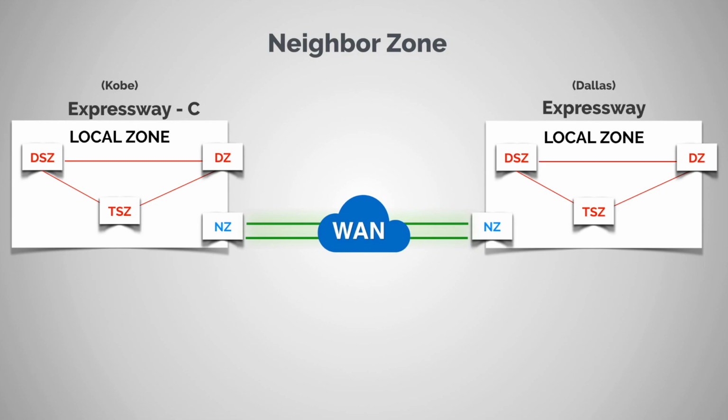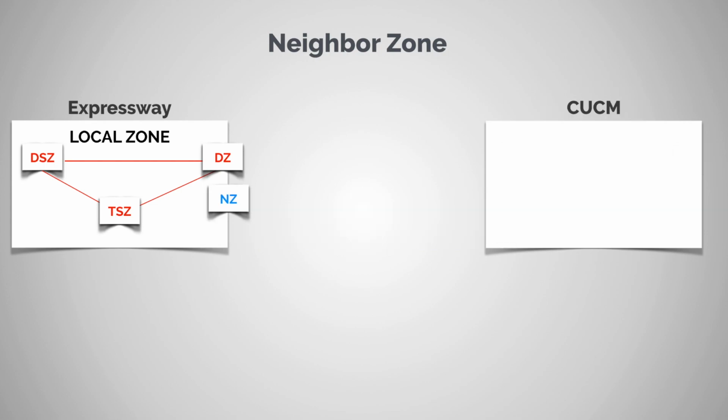Okay, so connecting two Expressways across a WAN like this is a pretty common scenario. You would also want to use a neighbor zone for connecting, say, CMS, Cisco Meeting Server. But another common scenario, the one that I'm going to go ahead and demo for you today, is connecting an Expressway to a CUCM. Okay?